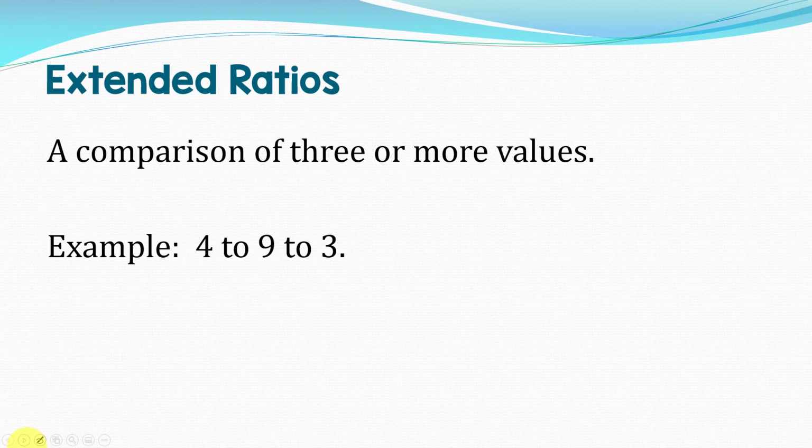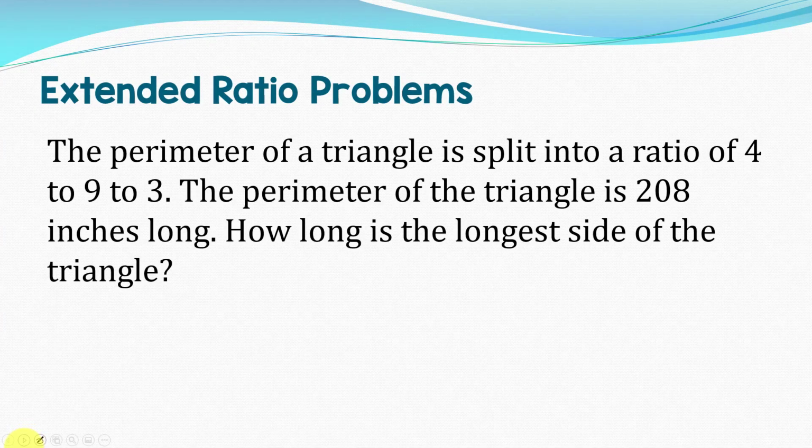When we compare 3 or more values, then we call that an extended ratio. So here might be an example. We have a triangle where the sides are in a ratio of 4 to 9 to 3, and the perimeter is 208. So it's not that the sides are 4, 9, and 3, because that would only be a perimeter of 16, right? It is a perimeter of 208.